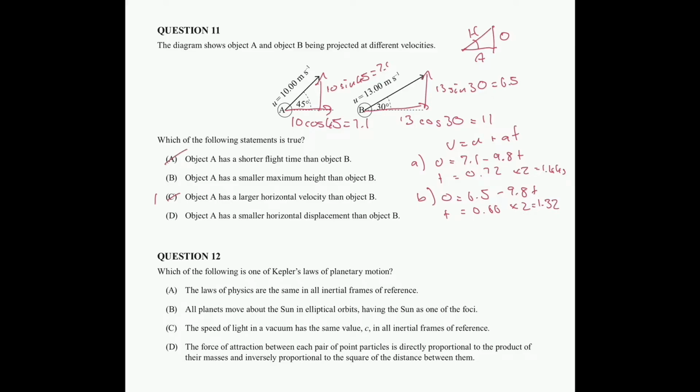Now we can do: object A has a smaller maximum height than object B. To rule this one out, we want to find out, if I draw that arc again, not quite complete, what's the displacement or the maximum height here? So again, we can use another kinematic equation to figure that out.